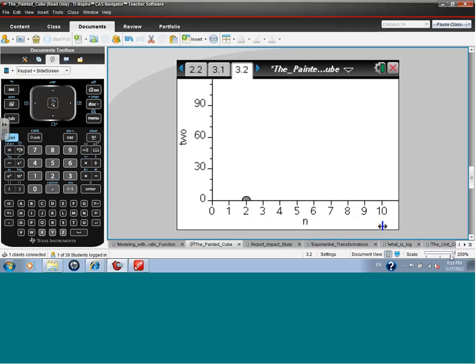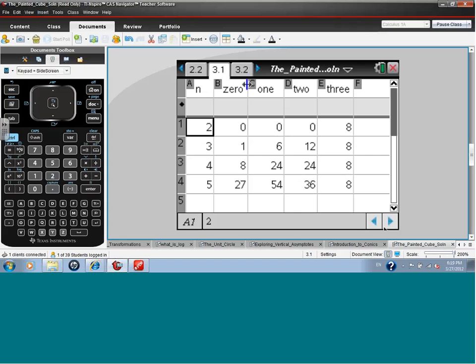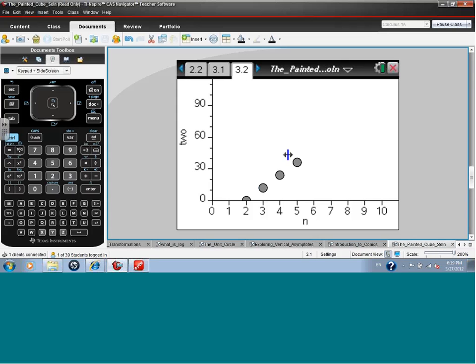So what I'm going to do right now is just jump to the solution document. Not only is there a student Nspire document in this activity, there's also a solution document that might be helpful for a teacher. And so I just switched to the solution document that has all of the answers. And now if I go to the next page, for example, this is a scatter plot for different size cubes and how many cubes have 2 faces with paint. And we see that it looks like it's linear.